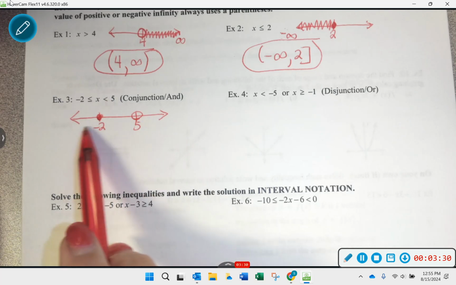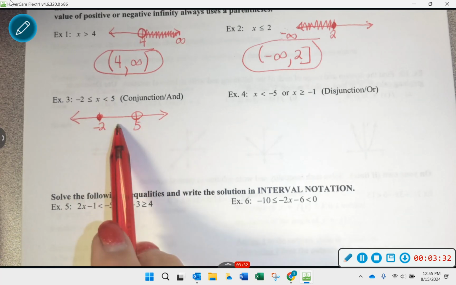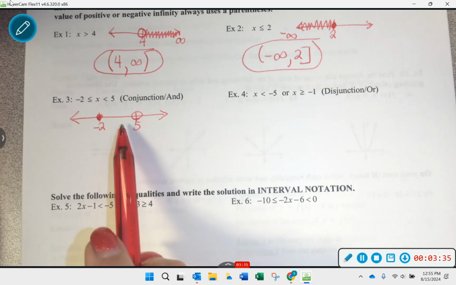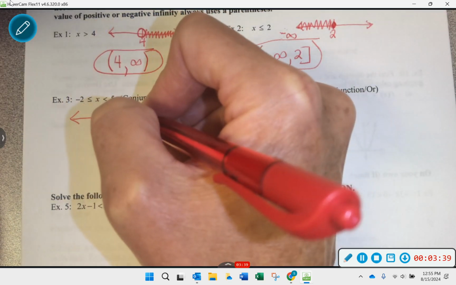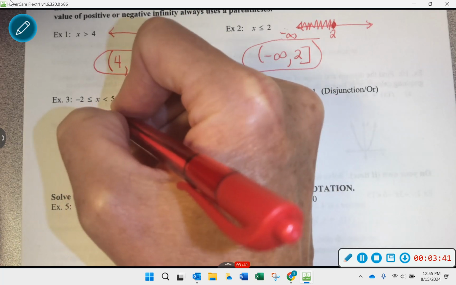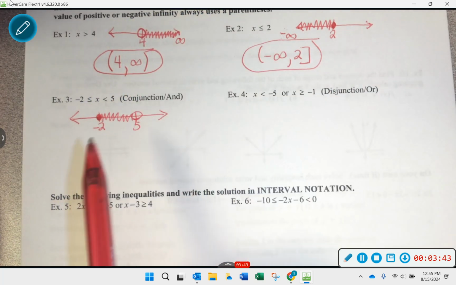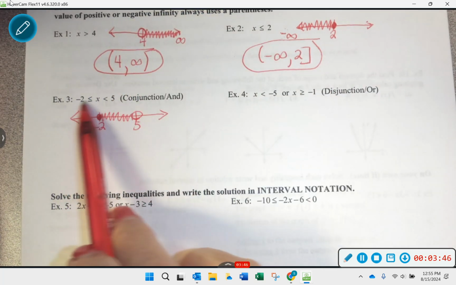Now, where am I going to shade? Am I going to shade the outer part or the inner part? Inner part. That's what we call a conjunction and an and statement. And that's because we have to be less than 5 and greater than negative 2. That's how we write it as an inequality.